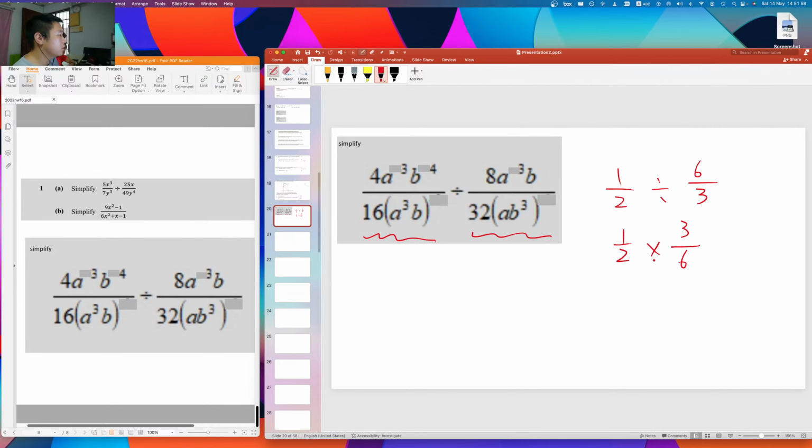Then you just do numerator times numerator, then denominator times denominator. So it's 3 over 12. After this, you have to check whether this is in simplest form. By the way, there is a very easy way to check whether it's in simplest form: just use a calculator. Can you use a calculator on 3 over 12 to check whether this is simplest form?